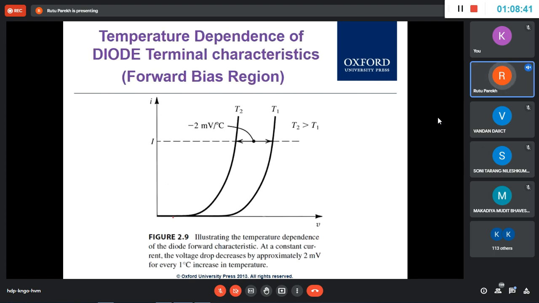And here what I'm showing you is V and I, and I as a function of temperature. You can see here that this temperature T2 is greater than T1. So for the same diode with T2 greater than T1, the graph will be like this way and T1 will be here. I'm going to explain shortly. For a degree centigrade, this is 2 millivolt. So the change is 2 millivolt per degree centigrade. If this is the curve for 26 degree, then for 25 degree, this will be the curve.